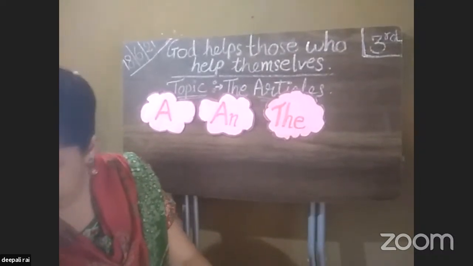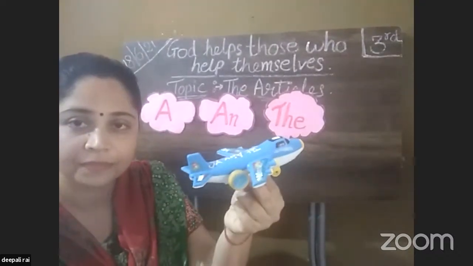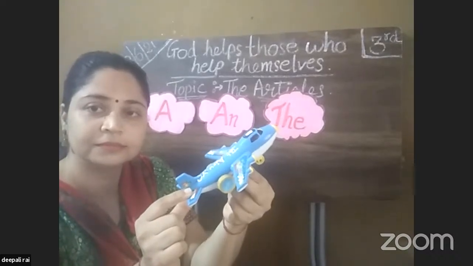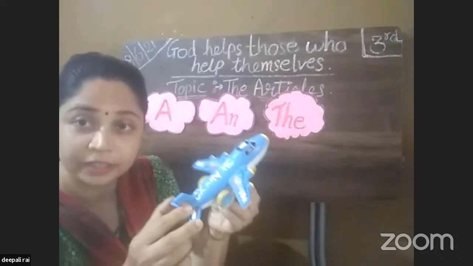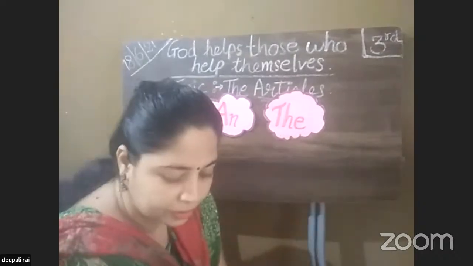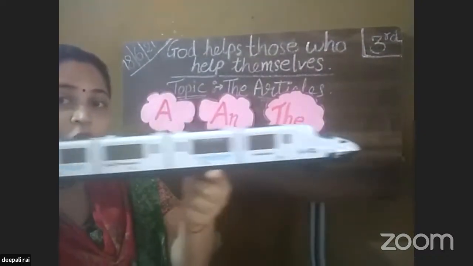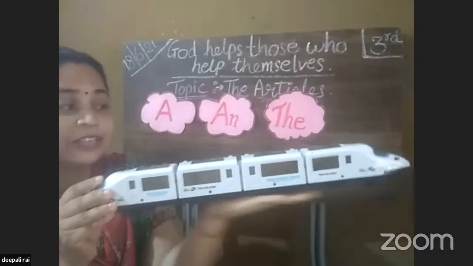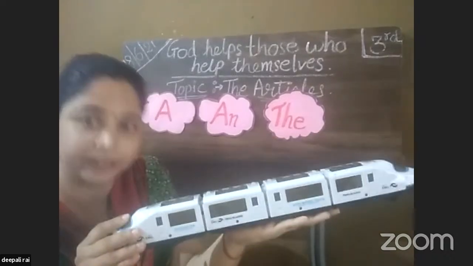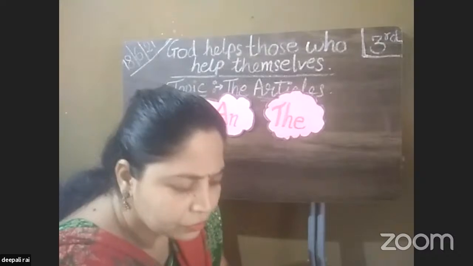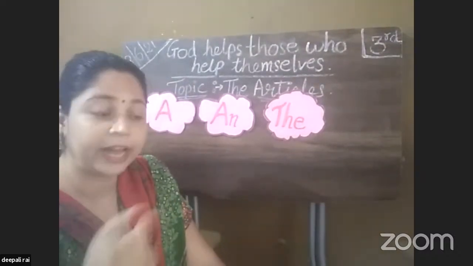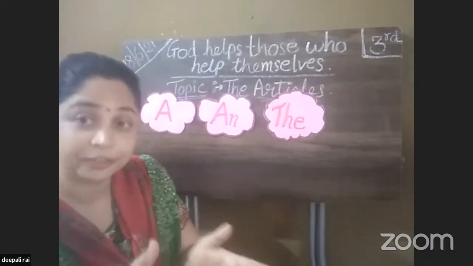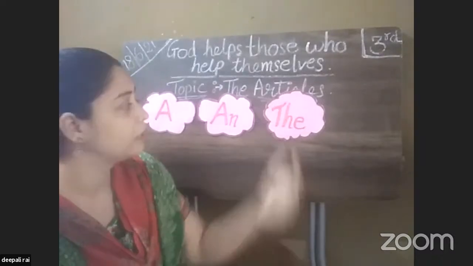Now see, first tell me what is this? Are you able to see, children? What is it? Yes, it's an aeroplane. Okay. And what is this? We all travel in it. It moves on a rail track. Yes, it's a train. Very good. Now you say, why did I use a train and an aeroplane? So today we are going to see what is the difference between A and an, and why we use the word the.